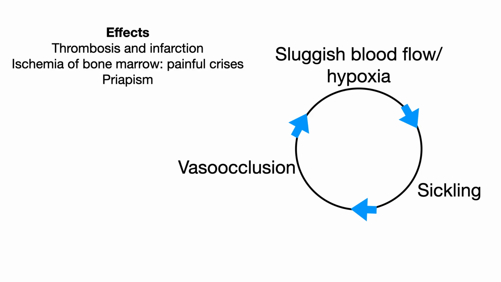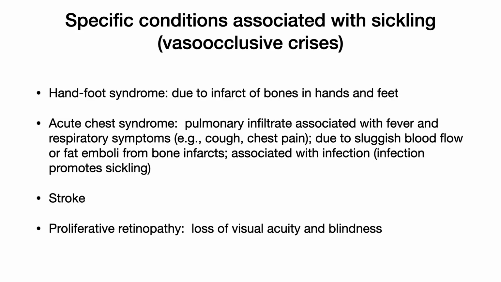And then the bottom right, that was just me. I thought, okay, so if you look at sluggish blood flow and hypoxia, that leads to sickling. Sickling can lead to vaso-occlusion, which is going to lead to more sluggish blood flow and hypoxia. So it's kind of a recurring cycle where it just feeds upon itself. So this sickling and this obstruction can lead to various types of vaso-occlusive crises.